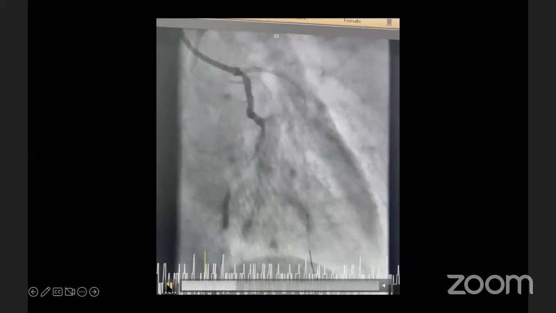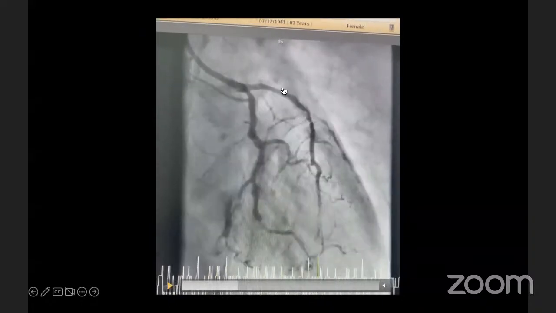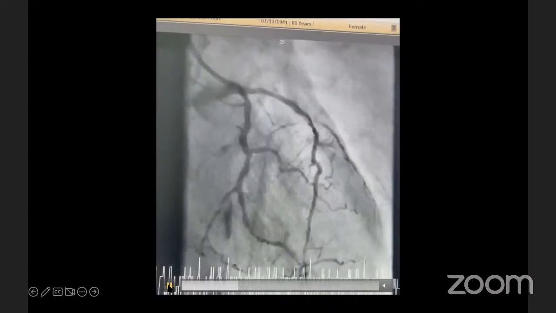Okay, so we'll confirm here. What is this? This is the LAD. This is the LCX, and this is the OM. OM1, and OM2, and this is the distal LCX. Okay, so we agree there is proximal LAD stenosis, as well as diagonal, I think is isolated.